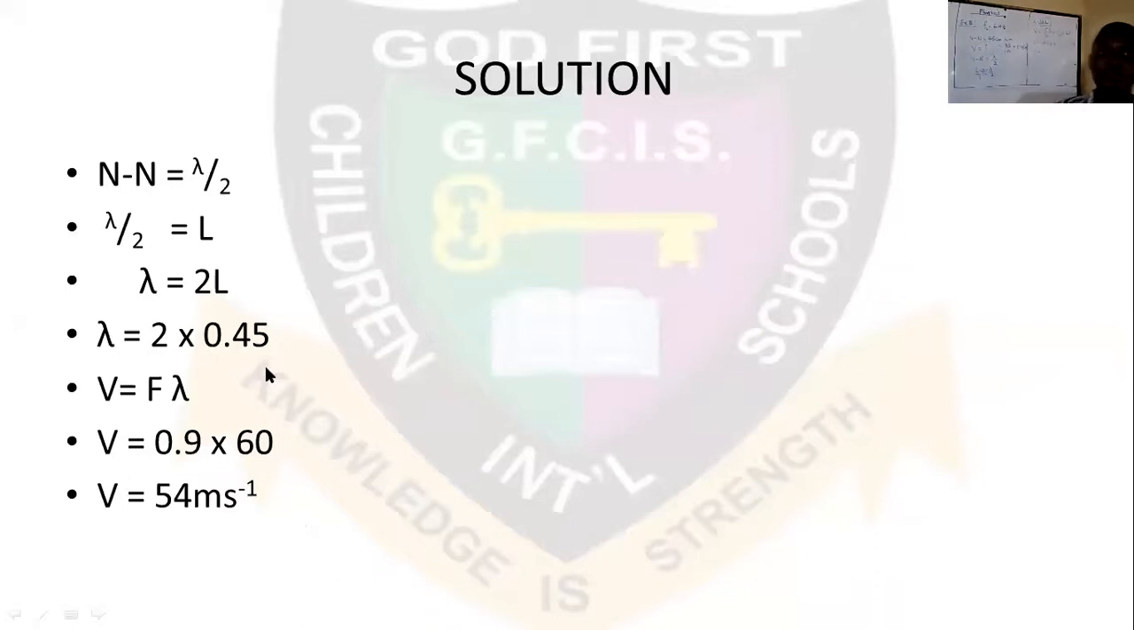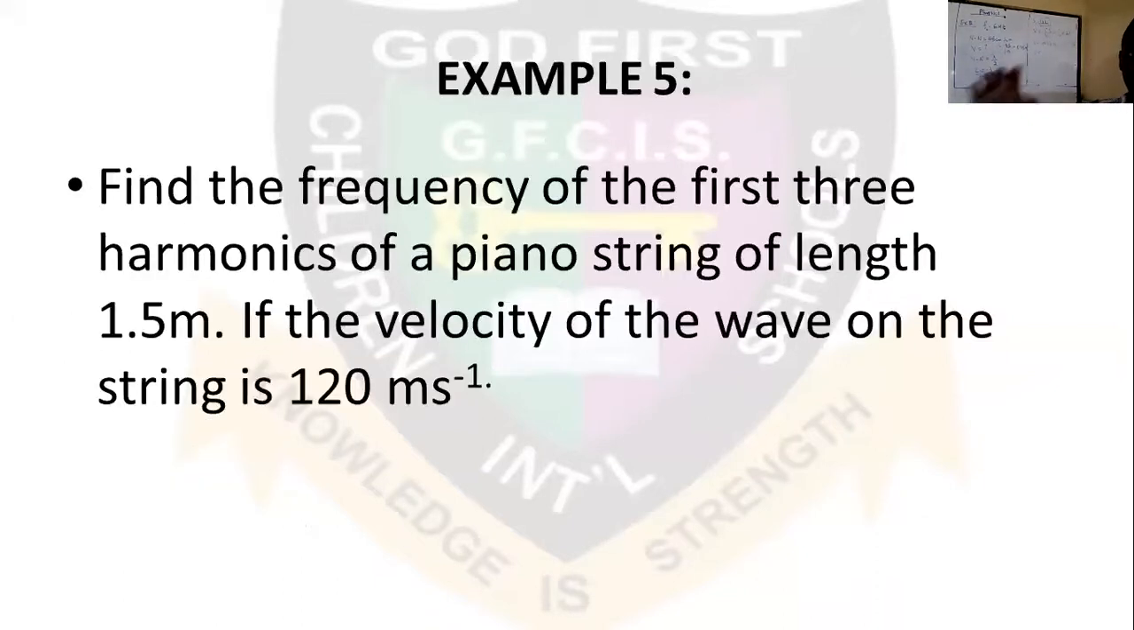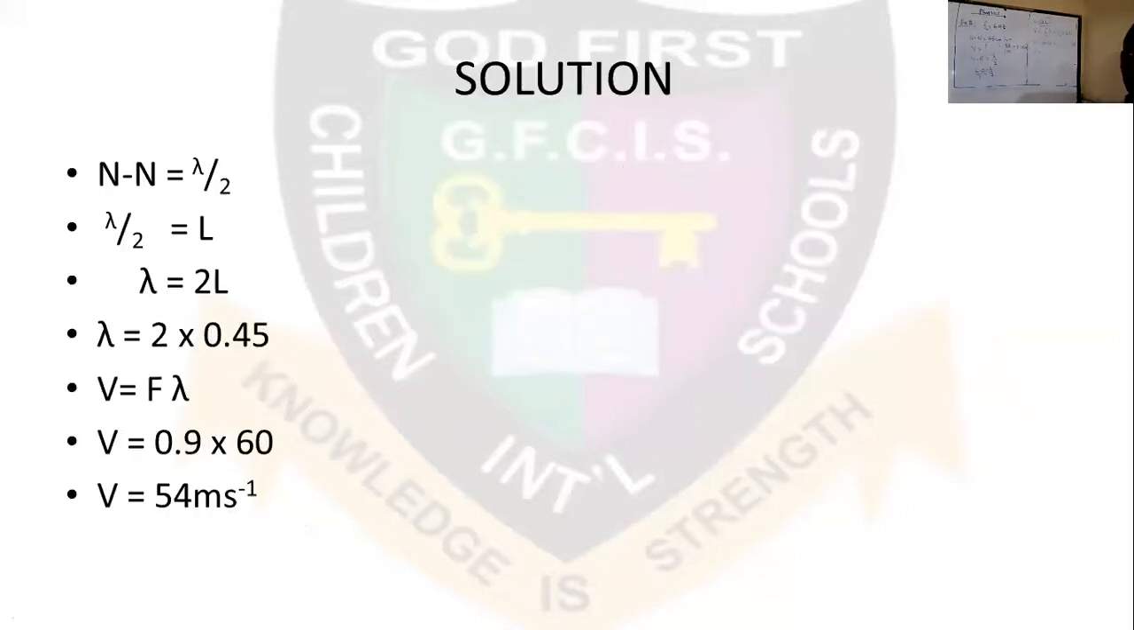So that is it. 2 times 0.45, then, and that is our answer. So 2 times 0.45 will give us 0.9. 0.9 times 60 will give us what we have here.